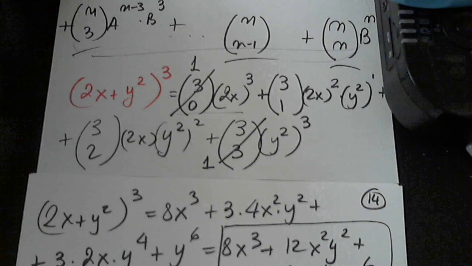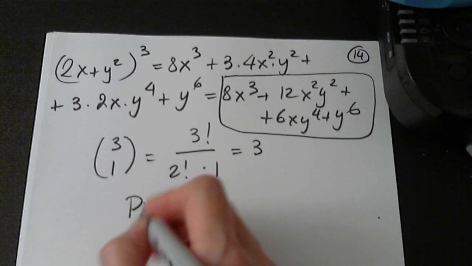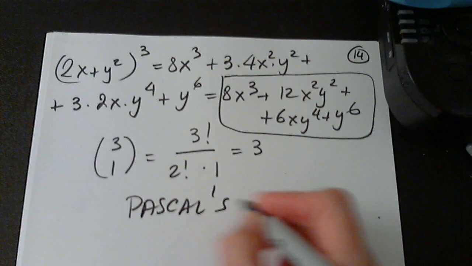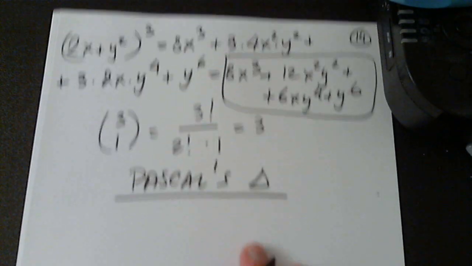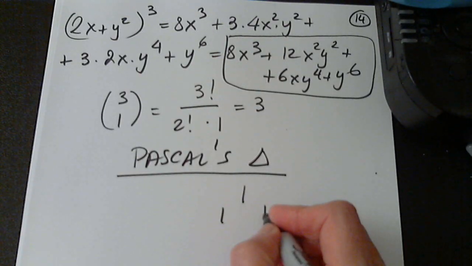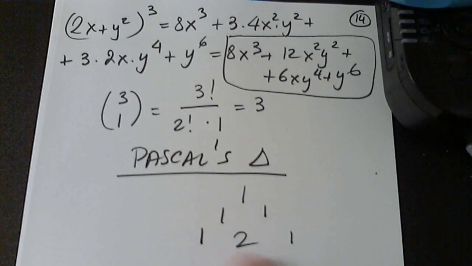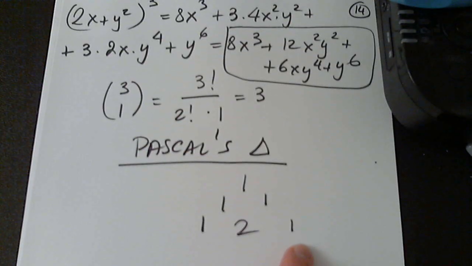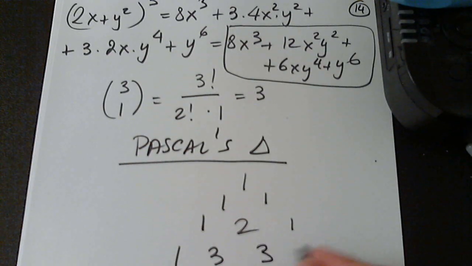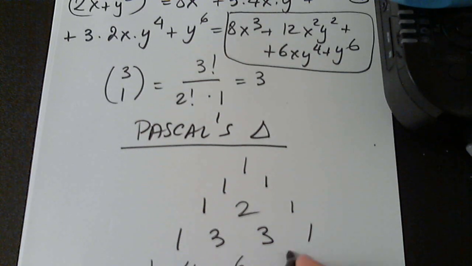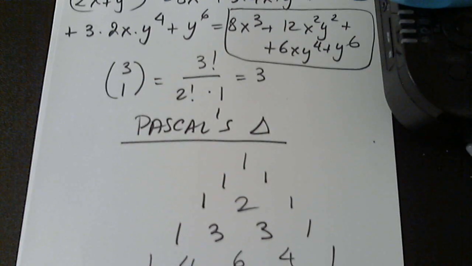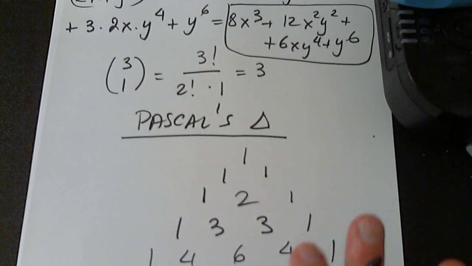And finally, I just wanted to mention that these coefficients can be determined with Pascal's triangle. 1, 1, 1, 1, sum, 2, 1. And we know this, a squared plus 2ab plus b squared. 1, 3, 3, 1. And that's exactly what we had. 1, 4, 6, 4, 1. 1, 5, 10, 10, 5, 1. And we can continue forever.